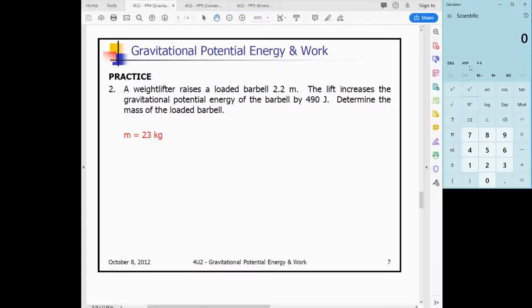Here's a weightlifter lifting a barbell 2.2 meters up. The lift increases the gravitational potential energy of the barbell by 490 joules. Determine the mass. So on the left side of our equation is 490. That's work equals mgh. So the work is 490. The m is unknown, but the g is known to be 9.8. The h is 2.2. That's the change in the height. So our m is 22.72, or when we round for significant figures, we get 23.